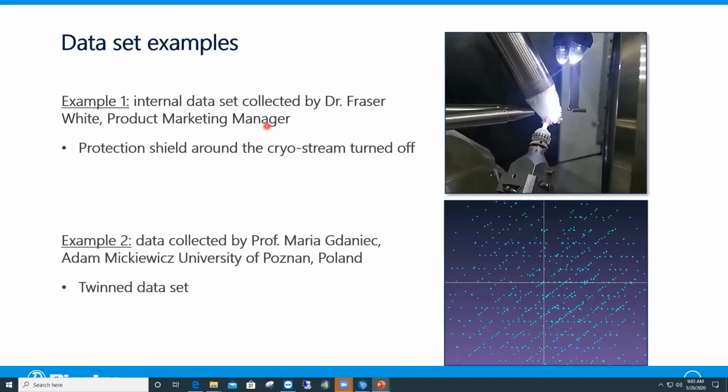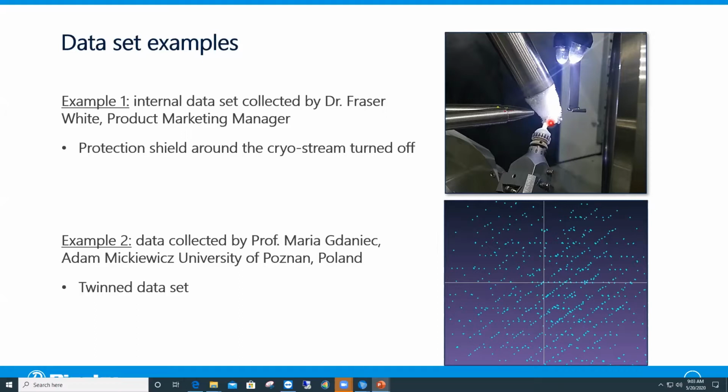So the two examples I'm going to use today are shown on this slide. The first example is a dataset showing heavy icing. This was an internal dataset collected by my colleague, Dr. Fraser White, who is now our single crystal product marketing manager. So what Fraser did is that in the course of the data collection, he turned off the protection shield around the cryostream. So of course that caused ice to start building up at the tip of the cryonozzle. And then by the end of the data collection, the ice had grown so much that it even encompassed the crystal. Of course, that created a lot of ice features on the diffraction images.